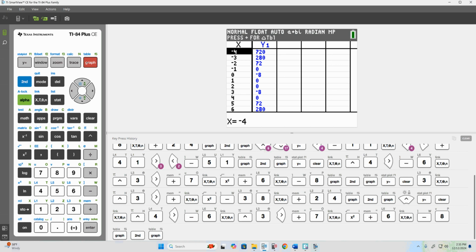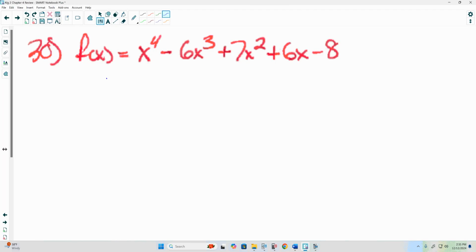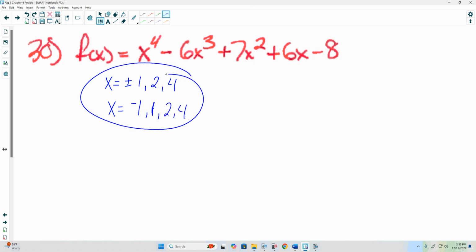Yes. So negative 1, 1, 2, 4. We're looking for what value of x makes the y value 0. So we could write it as plus or minus 1, 2, 4, or x is equal to negative 1, 1, 2, 4. But it gave us all 4 solutions. We needed 4. The calculator gave us 4. We are done. Because if it gives us all the solutions, we don't have to find the rest.